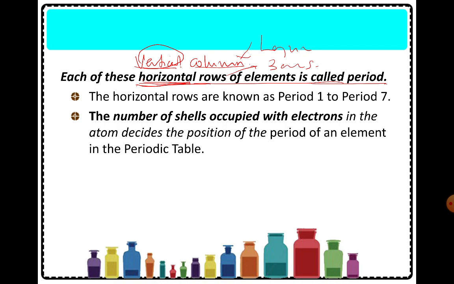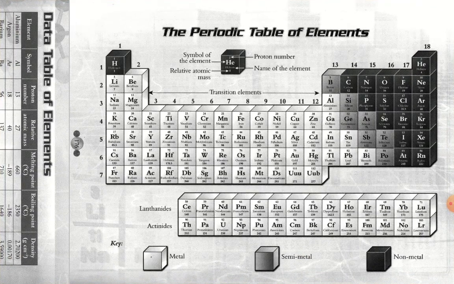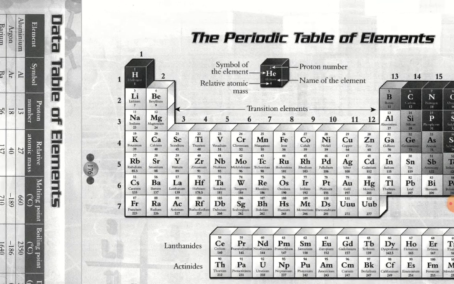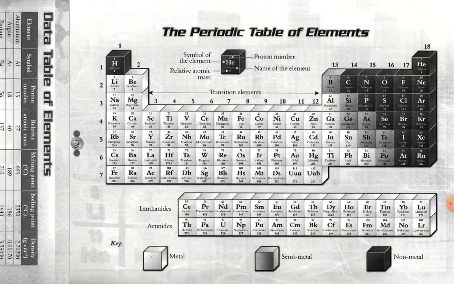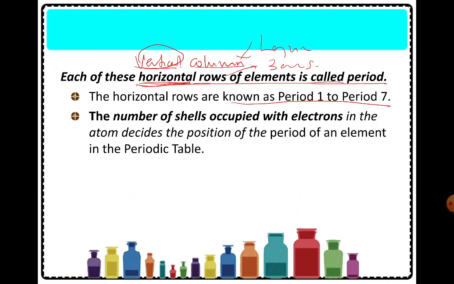Okay, the horizontal row known as period 1 to period 7. Okay, period you tengok kat tepi sekali lah. Nombor yang hujung sekali kat tepi 1, 2, 3, 4, 5, 6, 7. Okay, so we got 7 periods. The number of shells occupied with electron in its atom decide the position of the period of an element in the periodic table. So, if we want to know the group and the period in the periodic table, we just have to know the electron arrangement.